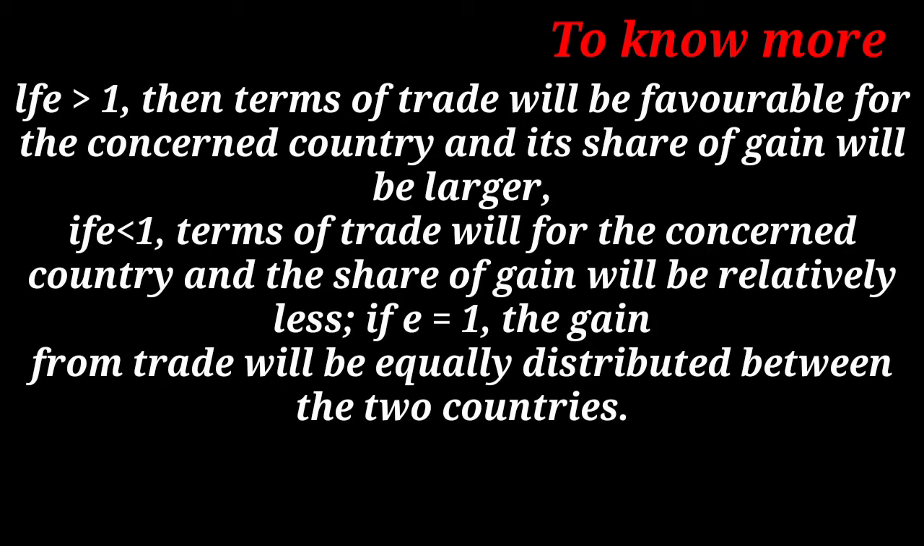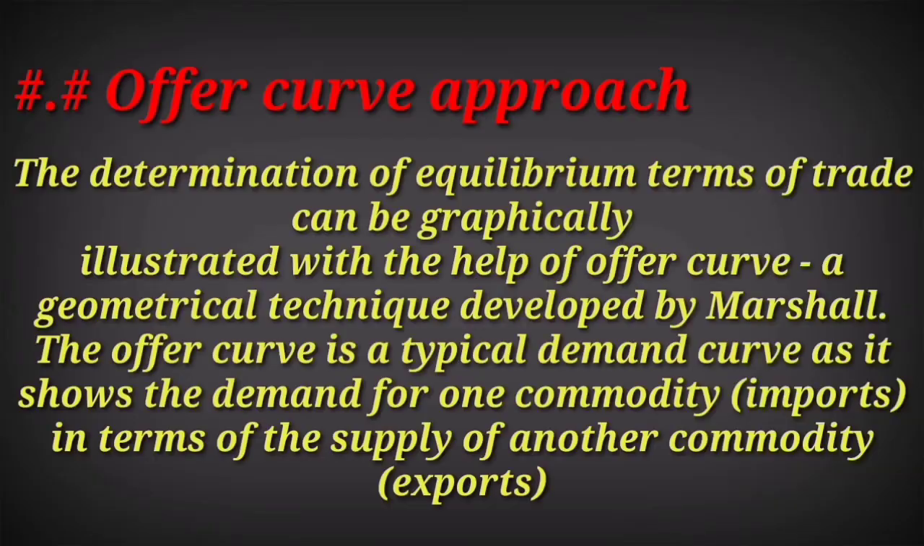If elasticity of demand is greater than 1, then the terms of trade will be favorable for the concerned country, and its share of gain will be larger. If elasticity of demand is less than 1, then the concerned country's share of gain will be relatively less. If elasticity equals 1, then the gain from trade will be equally distributed between the two countries.